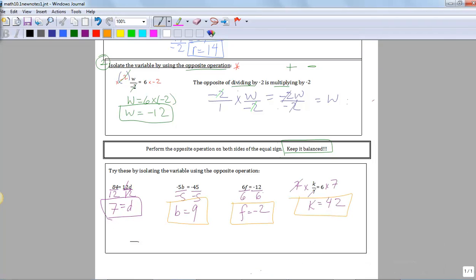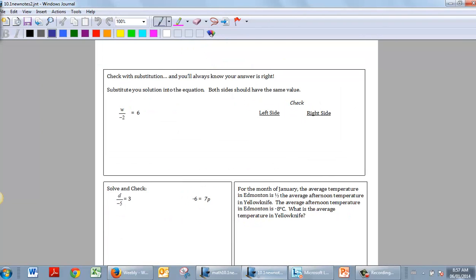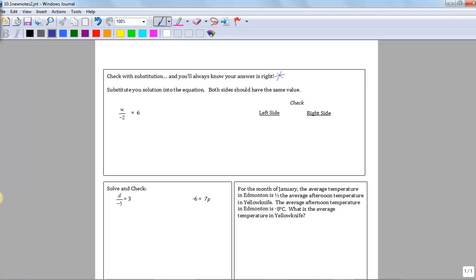Okay, so hopefully you got the answers you see on the screen above. Why don't you turn the page over now, and I want to show you how to check with substitution. This way you'll know for sure that you got the right answer, and you won't have to wonder how you did on an assessment. You'll know if you got the question right or wrong.